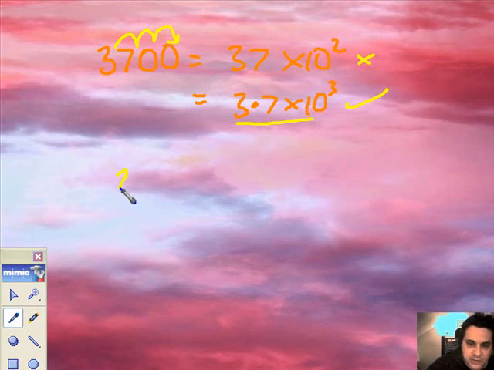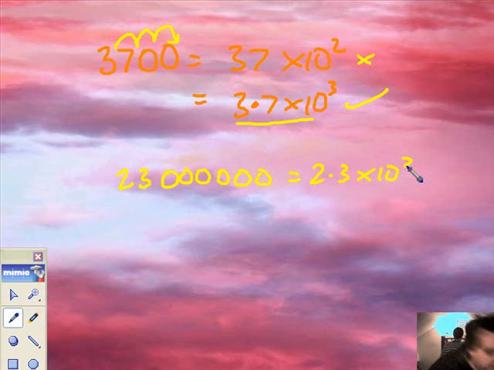Next one, I've got 2, 3 followed by 6 zeros. 1, 2, 3, 4, 5, 6. Well, there's a 10 to the power of 6 straight away, plus this extra one as well. So I've got 1, 2, 3, 4, 5, 6, 7. That's 2.3 times 10 to the power of 7. Beautiful, isn't it? Sometimes grade B is so easy. Right, we'll try this one now.